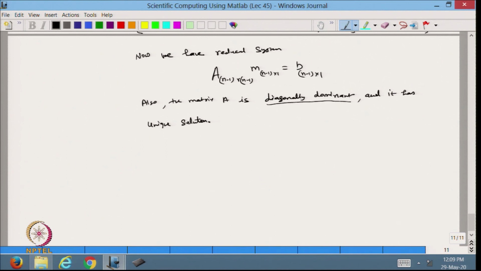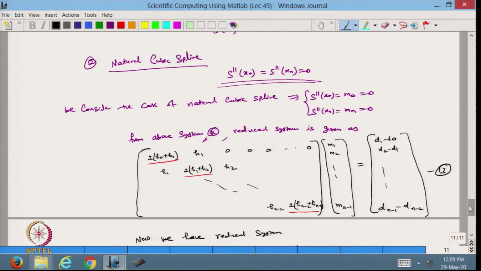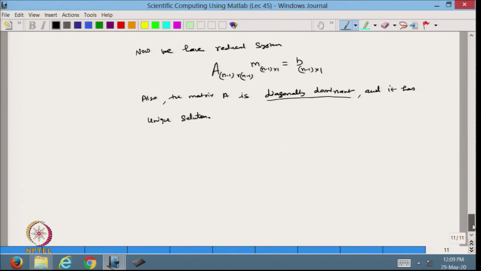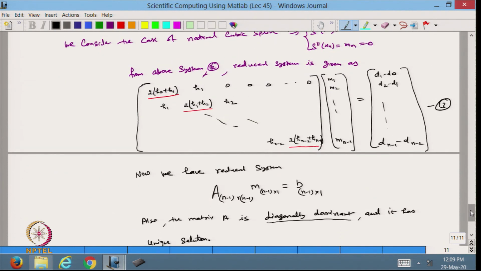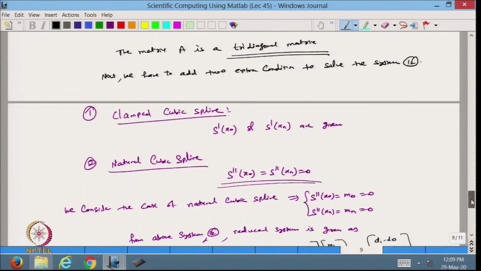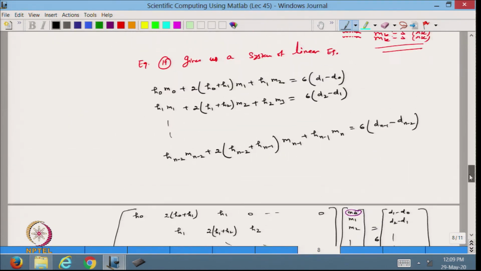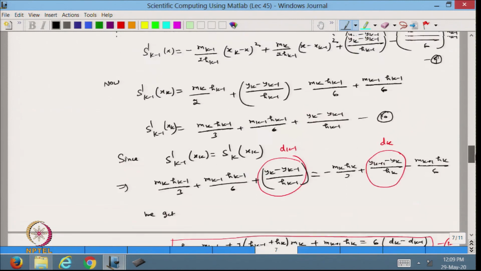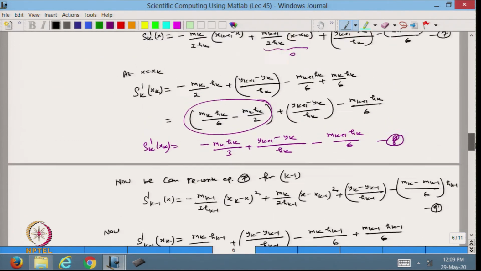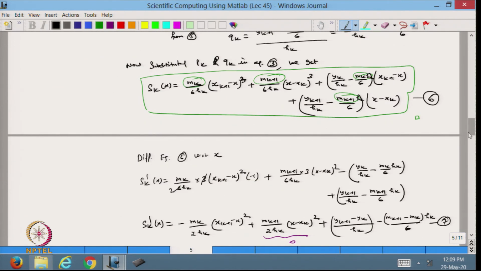So, based on this one we are able to find the cubic spline. So, that is the solution for the cubic spline. Once I get the values of m0, m1, m2, all these values, I will substitute in the given equation. So, once I get the values of all mi's, I will put the values here, and then from here I will get the cubic spline.